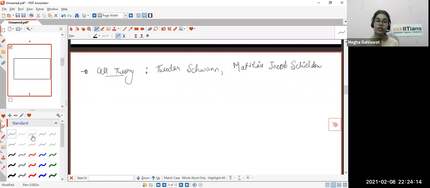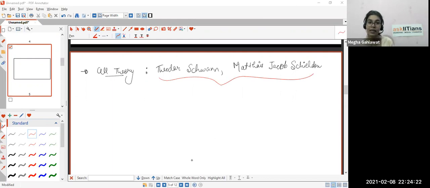So these were the two scientists who actually gave the cell theory first. In 1838, it was Matthias Jacob Schleiden who came first, and then Theodor Schwann came along the lines, and then jointly in 1839, they gave the cell theory. So we'll write the year 1839.